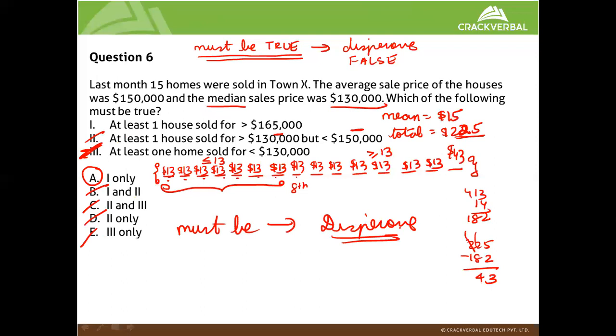So what I do with the second statement, Sham, is I kept all the first 14 houses to all be $13. So if the first 14 houses are all $13, the sum of the first 14 houses would be 182. The last house has to be $43. So I can have the scenario where all the first 14 houses are $13, the last house is $43. That is enough for me to disprove the second statement, right? Because the second statement tells me at least one house costs greater than $130,000 but lesser than $150,000. I don't have any house in this scenario which is greater than $130,000 but less than $150,000.